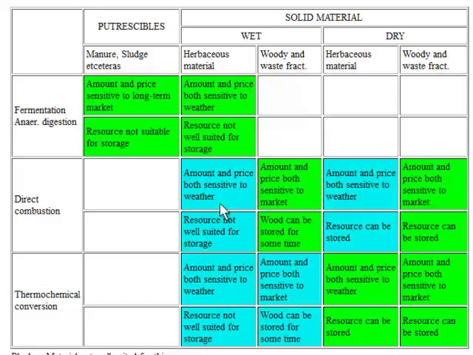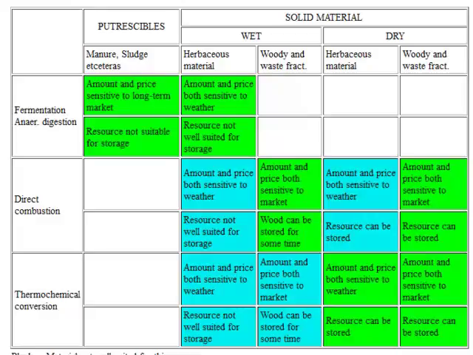The turquoise boxes are there to indicate that the material, the fuel and the process are possible to combine and will give a reasonably good result. The green ones are there to indicate that the material, the fuel, is well suited for the process, whereas the blank boxes are to indicate that this material is not well suited for the process.